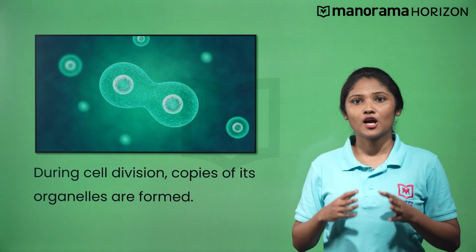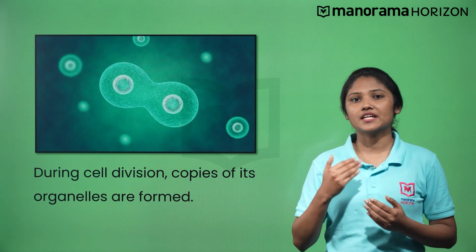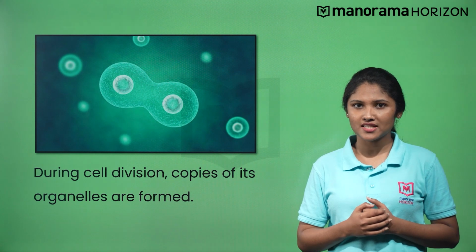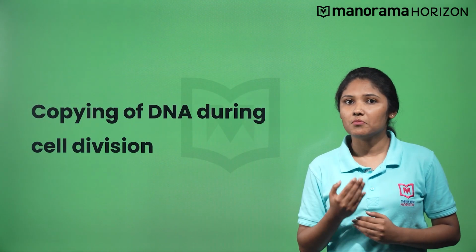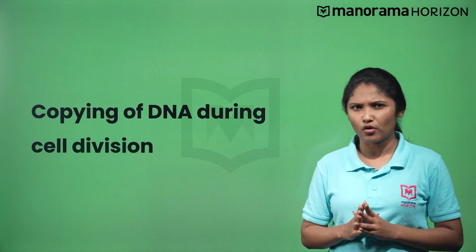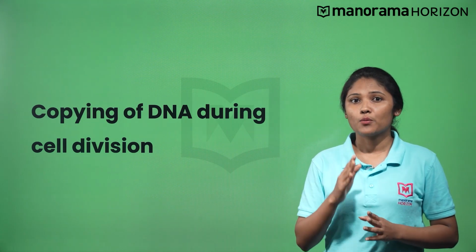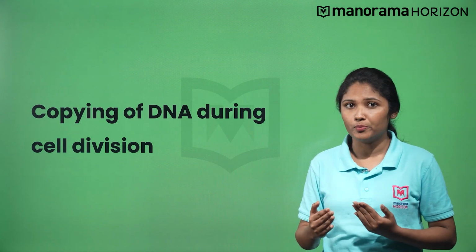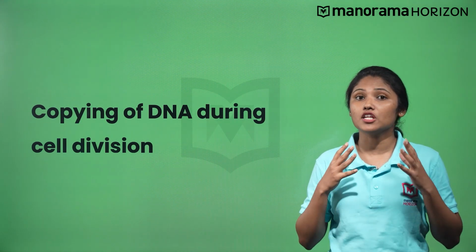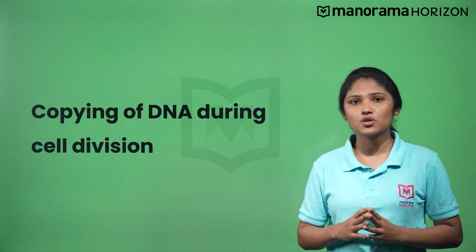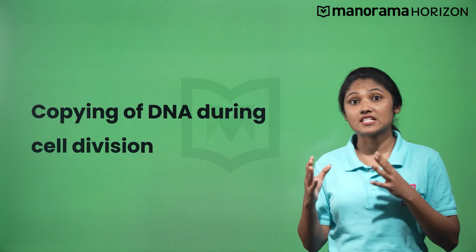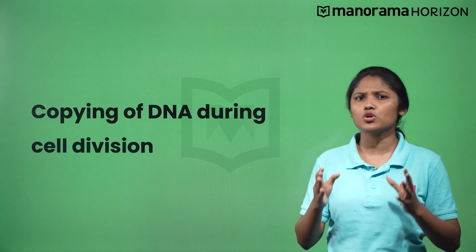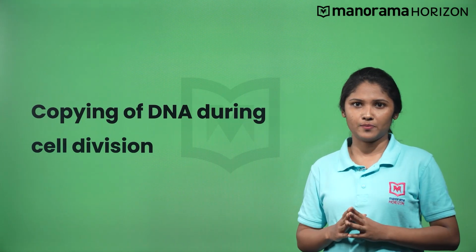When a cell divides, copies of its organelles are formed, which are then distributed among the daughter cells, right? Now, think about the DNA molecule present in each cell of the body of all living beings. When the new cells are formed, the existing DNA molecule should make copies, which are then distributed among the newly formed cells. It ensures that the newly formed cells have the same genetic information as those present in the original parent cell. But can you tell how the copies of the existing DNA molecules are formed?